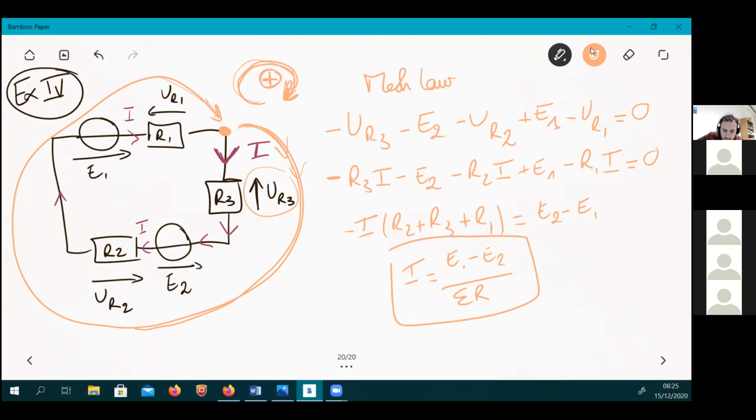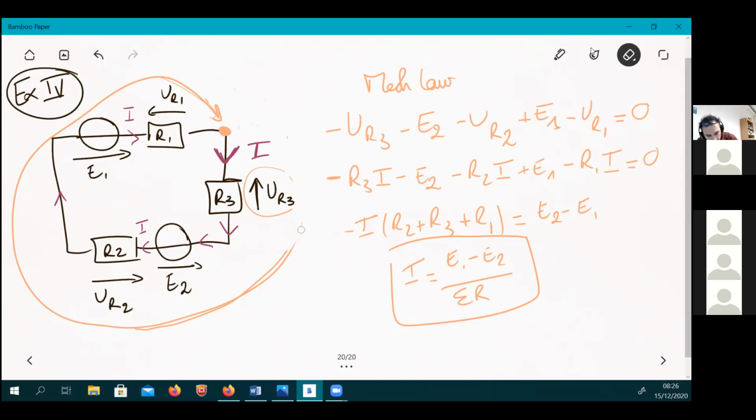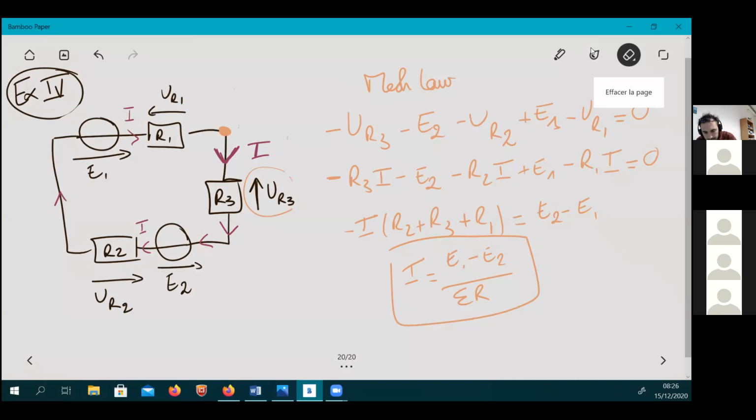Just to explain that again, this is a convention I use. So you have this result somewhere, but now let's say that I won't use the mesh law in this direction. I'm going to use it in the other direction, just to show you that we're going to end up with the same result, whatever convention you pick. Let me demonstrate this for you.